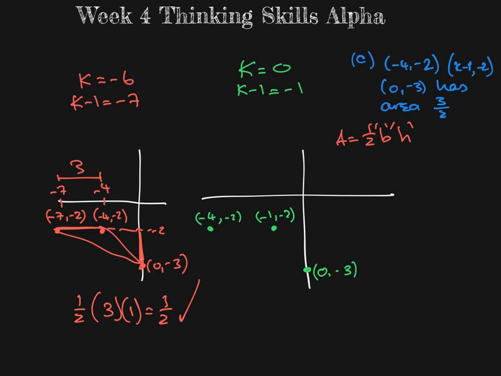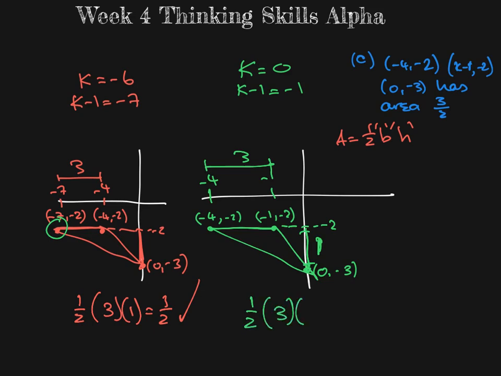Green one. Now our second point, instead of being on the left-hand side of (-4, -2), it's now on the right-hand side of (-4, -2). So our base is going from -4 across to -1, which again is a length of 3. Again, perpendicular height, same, going to be 1, because it's going from -2 to -3. So the area is 1/2 base times height, 3/2.